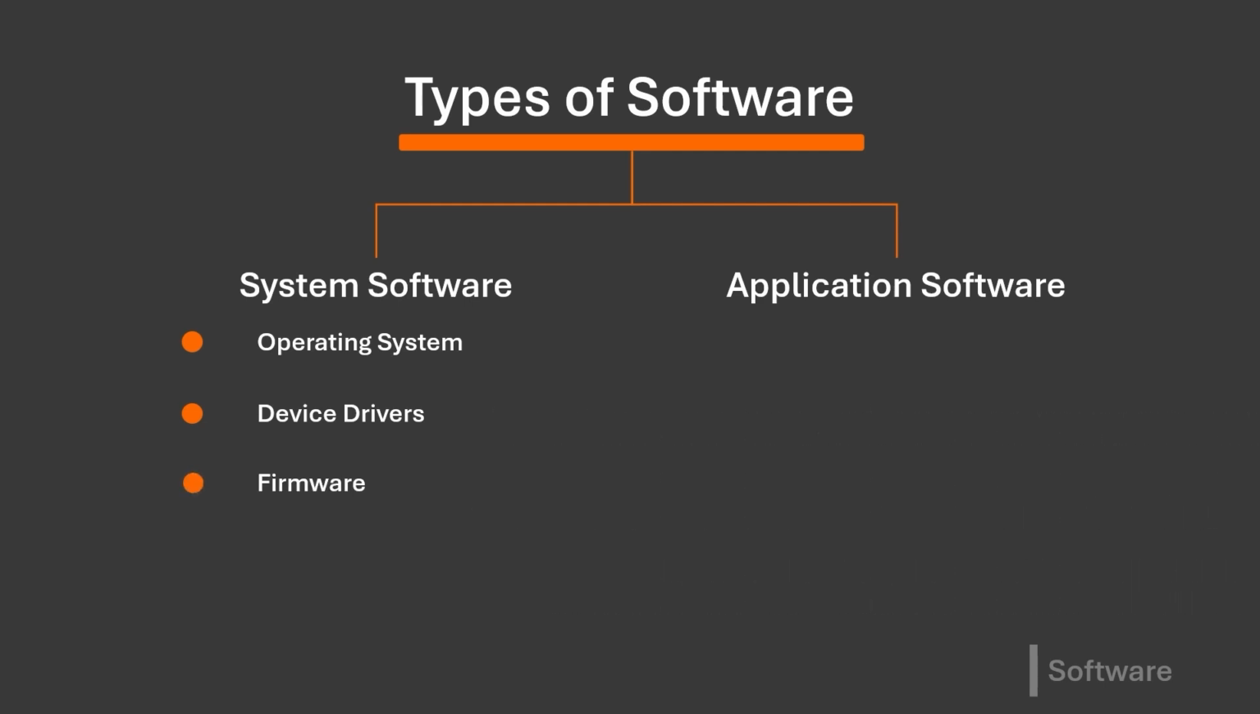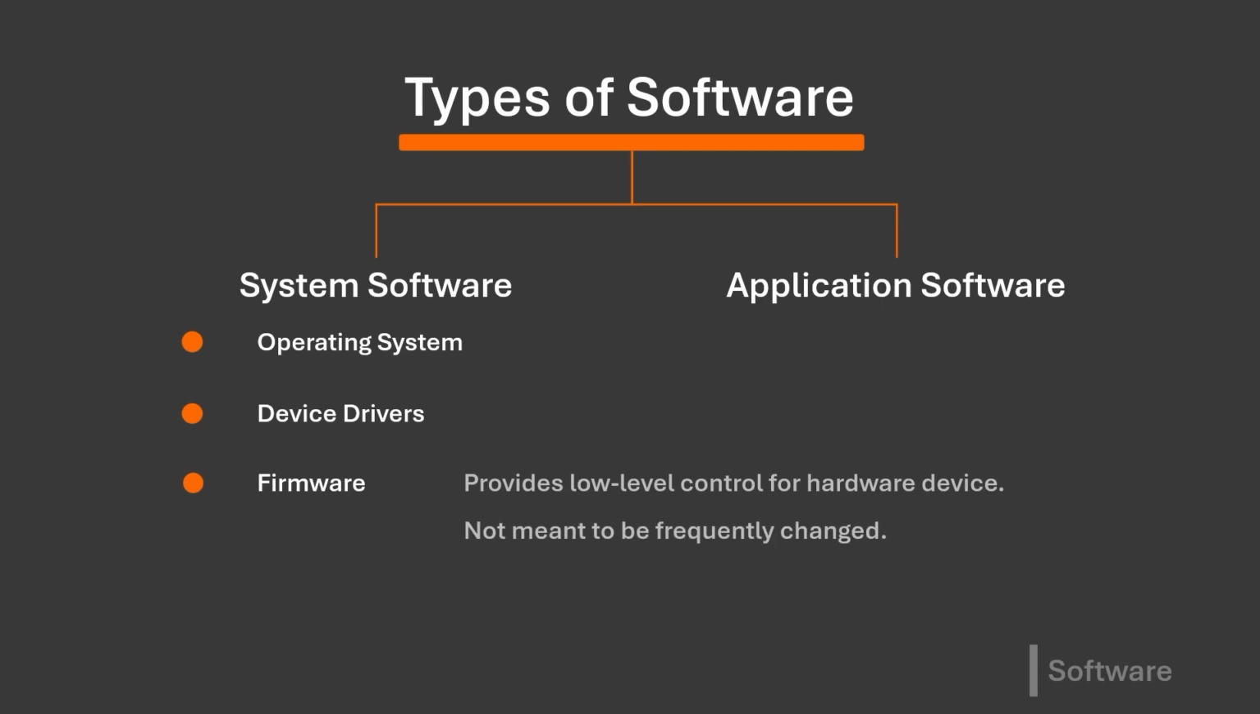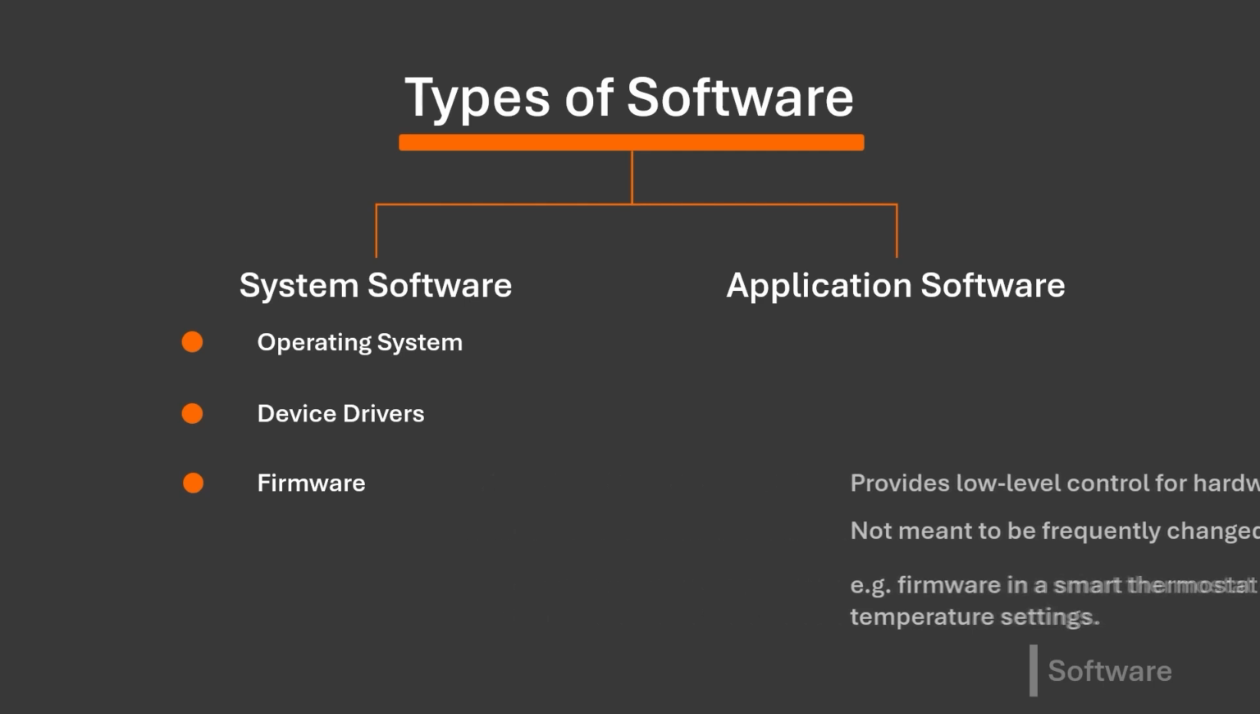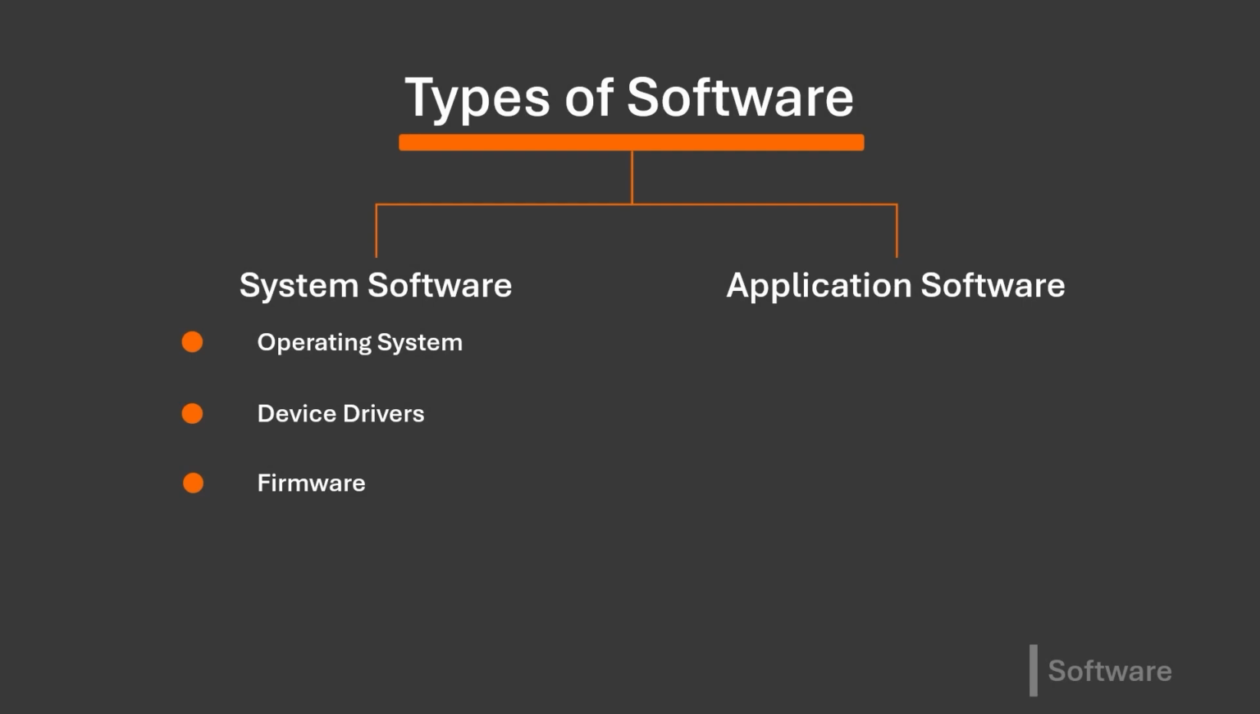Firmware is a type of system software that provides low-level control for hardware devices. It is embedded directly into hardware components and enables them to function as intended. Unlike regular software, firmware is not meant to be frequently changed and is essential for basic operations of the devices. It is found in computers, embedded systems, and consumer electronics. So for example, the firmware in a smart thermostat controls temperature settings and communicates with sensors to regulate heating and cooling. Let's move to the next branch, which is application software.